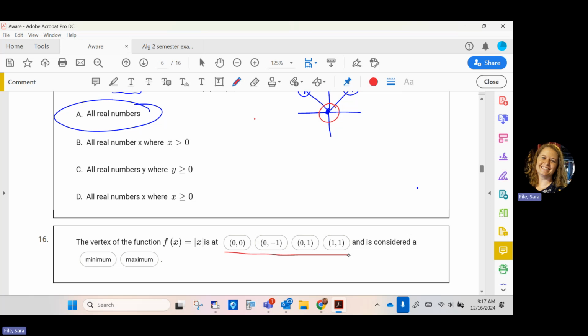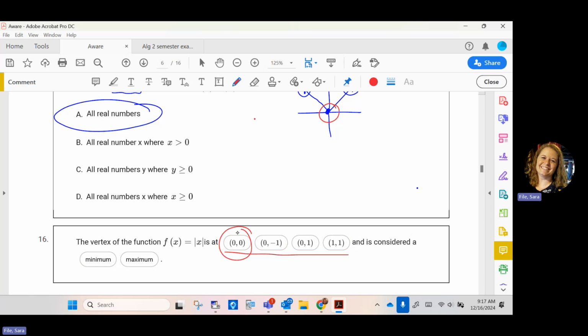You need to know what vertex is. It's at 0, 0. The vertex is at 0, 0 for both the absolute value and the quadratic parent function. The vertex only moves when you have translations. So if the function is translated left, right, up, down, then that vertex will move. But for the parent function, it's at 0, 0.